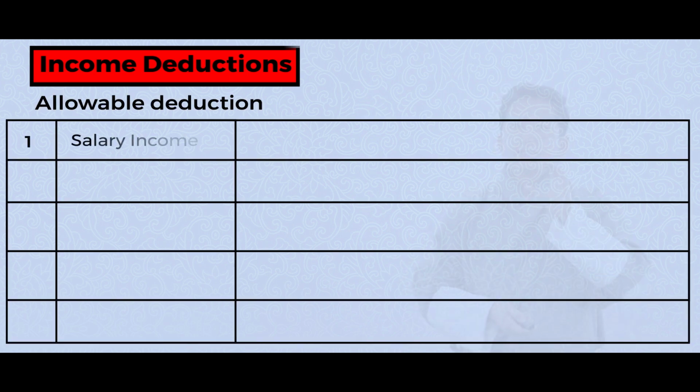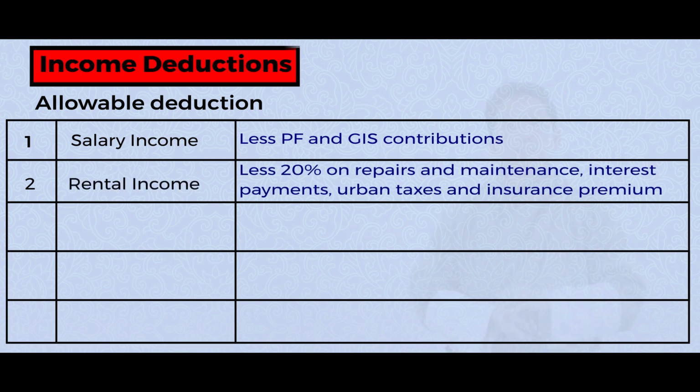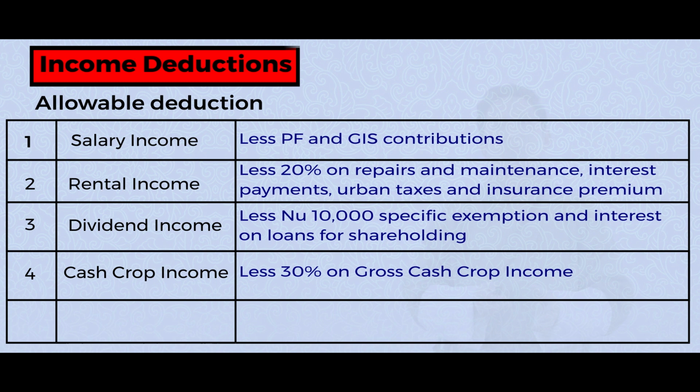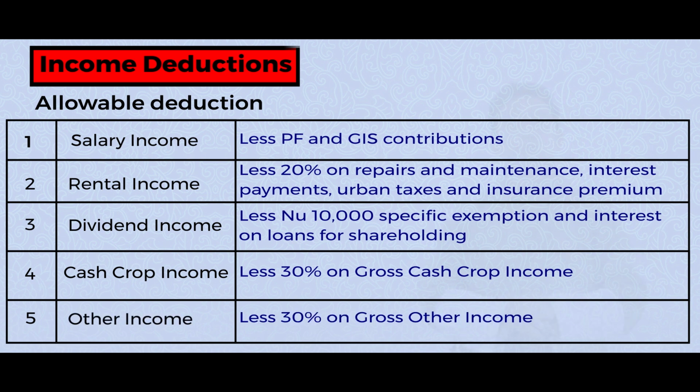Income deductions, that is allowable deductions. The first one is salary income. For salary income, we have less PF and GIS contributions. The second one is rental income, which is 20% less. For dividend income, you can deduct Nu 10,000 lump sum. Fourth, cash crop income, you can deduct 30%. And fifth, other income, you can deduct 30% after your calculation. Now, other general deductions.